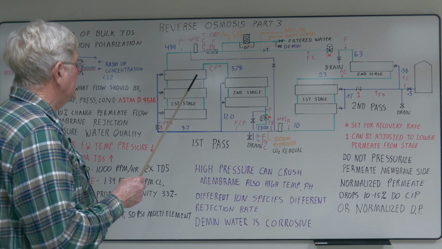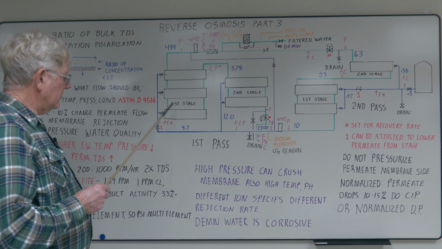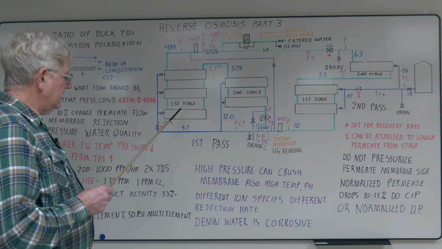Some major problems with running ROs. High pressure can crush membranes, also high temperature and pH. If these things drain down and you hit them with water, they can water hammer, do a lot of damage. Different ion species have different rejection rates. A calcium or magnesium +2 rejects better than a silica. Things like methanol and some of the light organics won't reject hardly at all. Gases don't reject. Just remember, DI water is very corrosive. You have to use 316 stainless or plastic. DI water will pretty much tear about anything up. It's amazing.